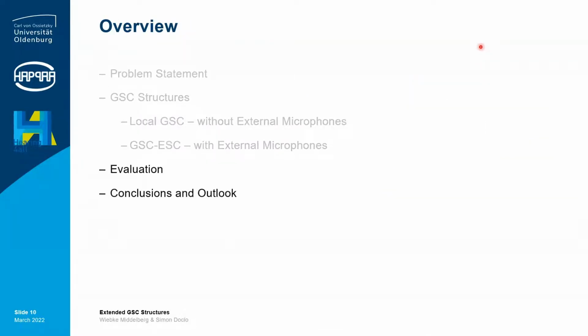With this, we now come to the evaluation, where we want to investigate three main factors. The first is the benefit that we can achieve by incorporating the external microphones into our processing. The second one is the difference between MVDR and MPDR beamformers. And the last one is the influence of mismatches of the a priori RTF vector.